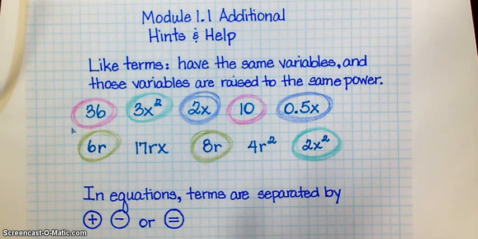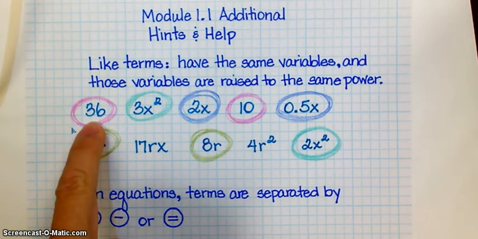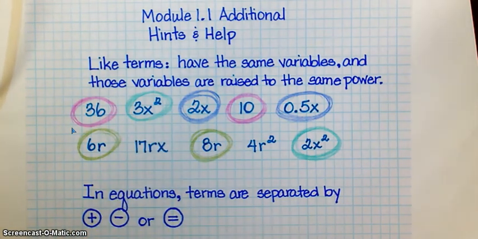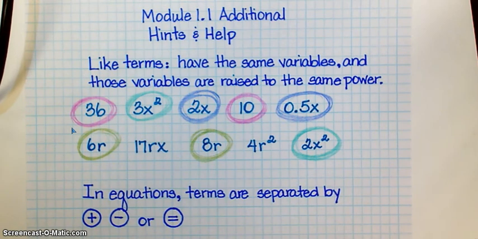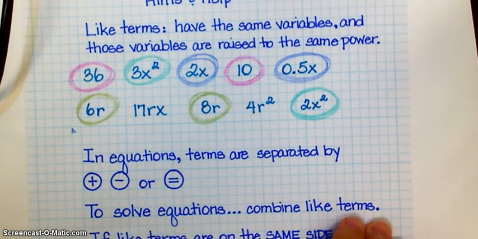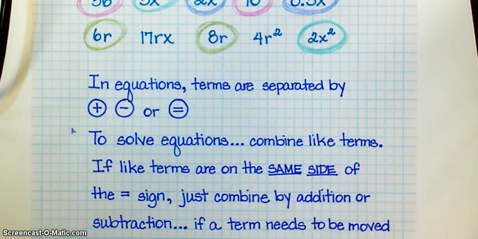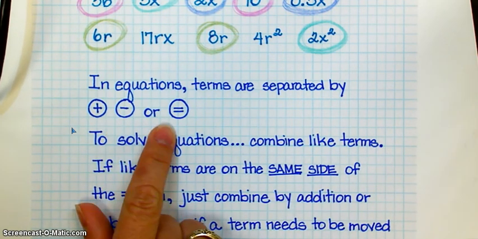Okay? So just so you understand what terms are, they can be constants or they can have a number with a variable, and the variable can be raised to a variety of powers. But anyway, those are what I'm talking about when I say terms. In equations, terms are going to be separated by a plus sign, a minus sign, or an equal sign.